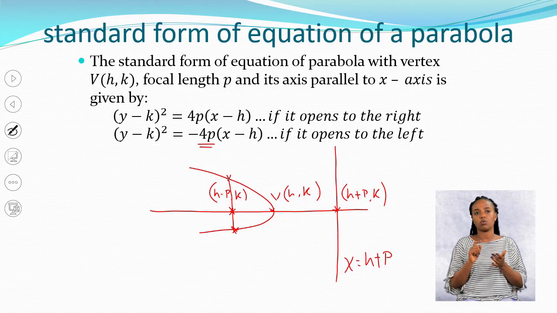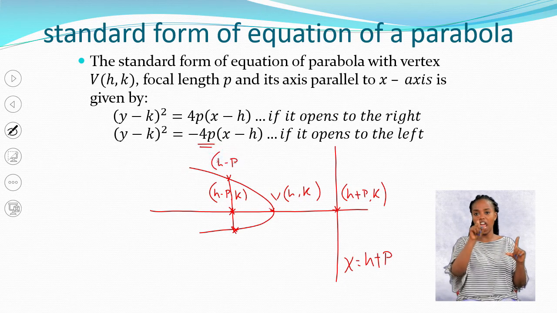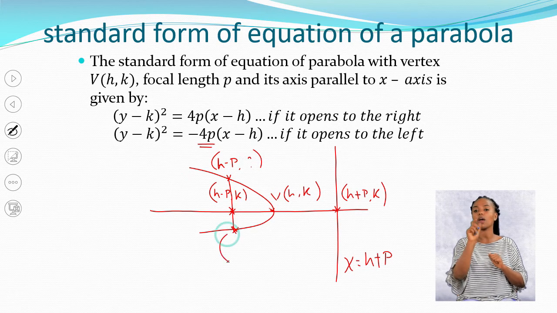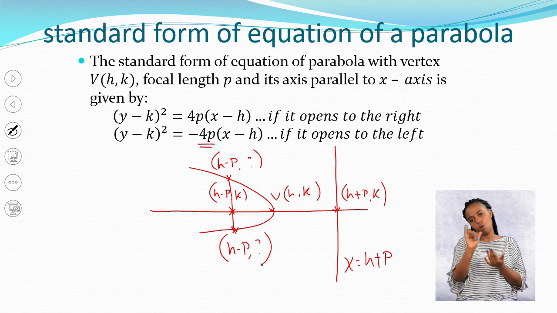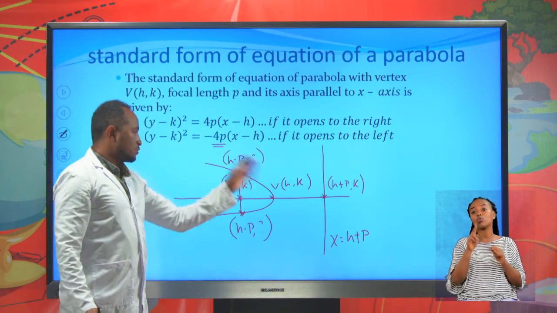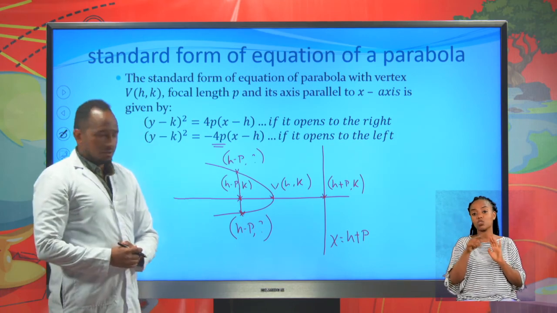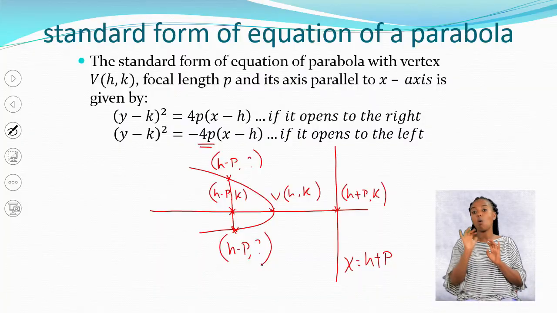To find this, since it's a vertical line, the x coordinate does not change. You need to find the y coordinate. Here also, you need to find the y coordinate. How? You put h minus p in the equation, and then you find the coordinate y, or second coordinate. So this is it.